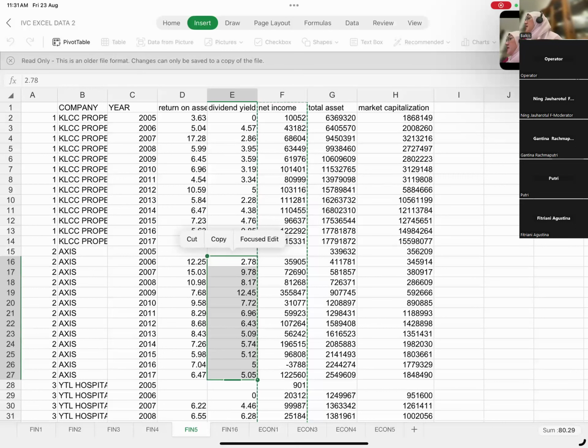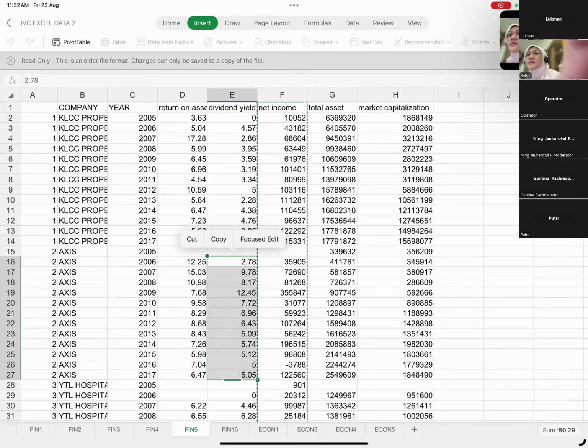For time series data, boleh guna interpolation ya Prof? Yes, if you have literature that support your interpolation for that particular data, then you can use. But based on my experience, I come across a literature use mean and median. Okay. All right.